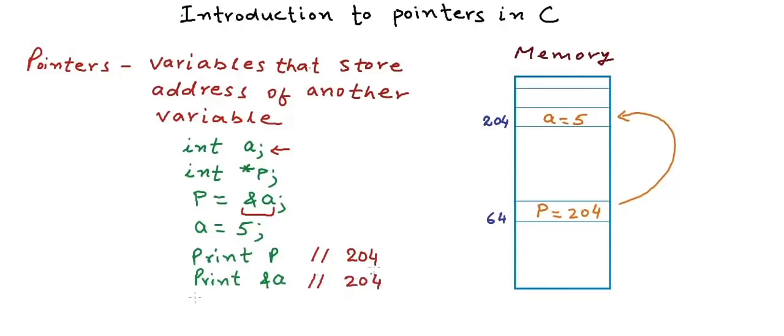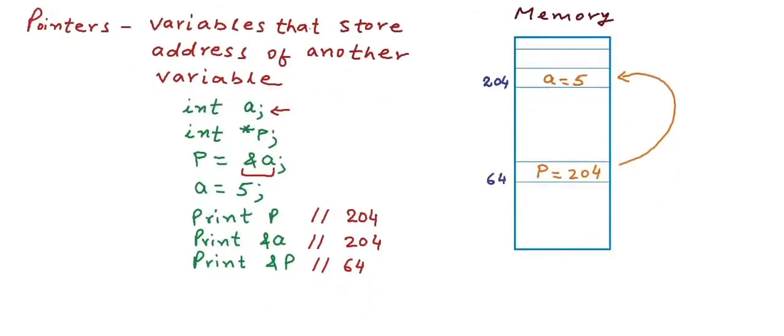What if we want to print ampersand of p? Now p is also a variable and it is also stored in the memory. So ampersand, since it gives you the address of that variable, so printing ampersand of p should give us 64, which is the address of p.